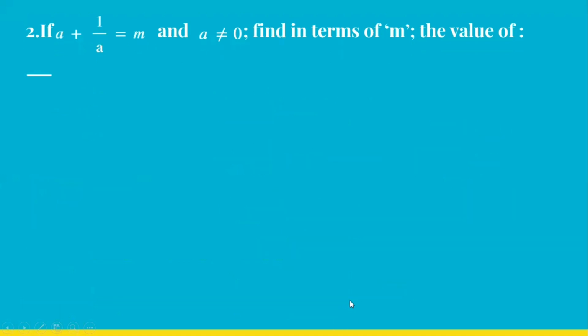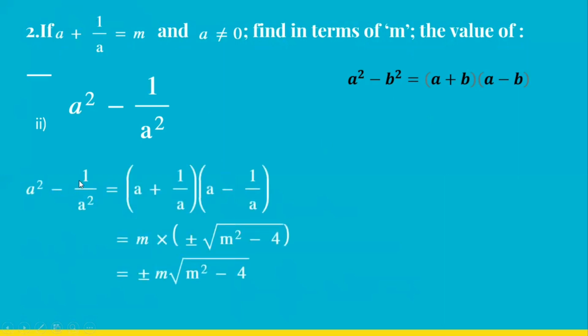Now, in the same question, we are asked one more thing. We are asked to find a square minus 1 upon a square. We have the identity a square minus b square is equal to (a plus b) into (a minus b), wherein the a plus 1 upon a value is already given to us and a minus 1 upon a we have just calculated. So, let us put a square minus 1 upon a square. This is your a and this is your b. A plus b into a minus b. A plus 1 upon a, the value is m. A minus 1 upon a, the value is plus or minus root of m square minus 4. So this is how we get the value of a square minus 1 upon a square as plus or minus m root of m square minus 4.